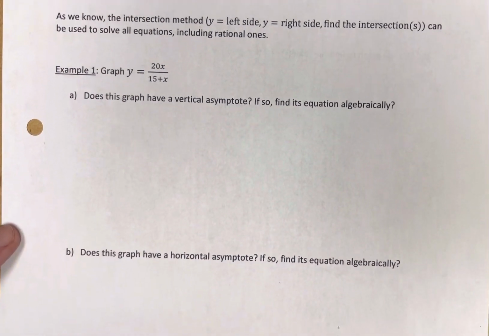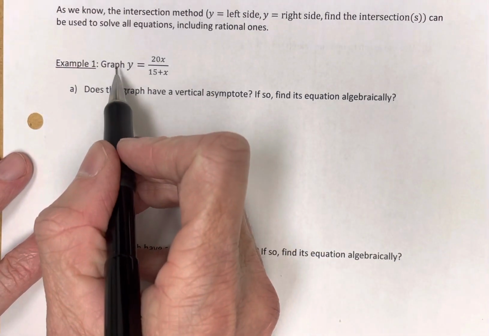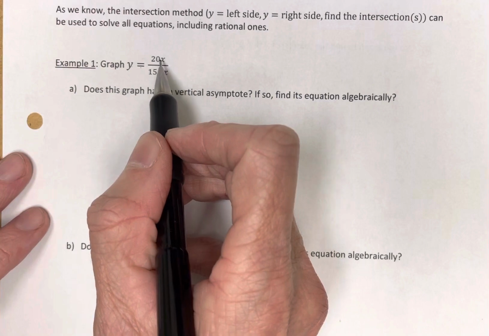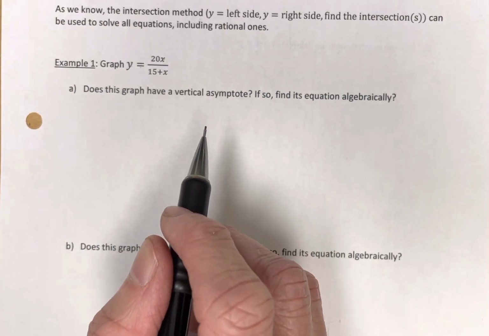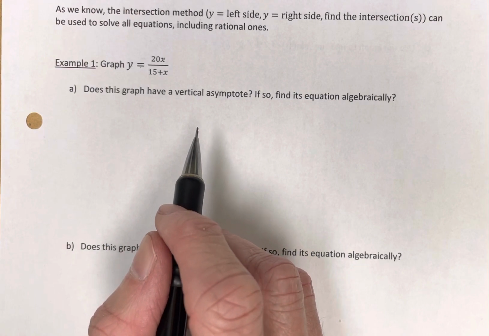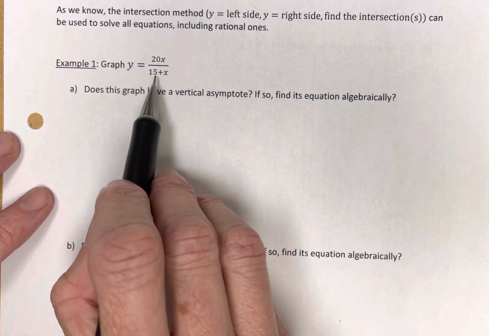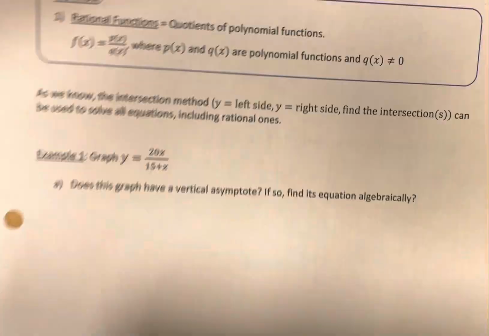All right, let's first do a bit of work with our asymptotes. We want to graph y equals 20 over x divided by 15 plus x. Okay, let's graph that.